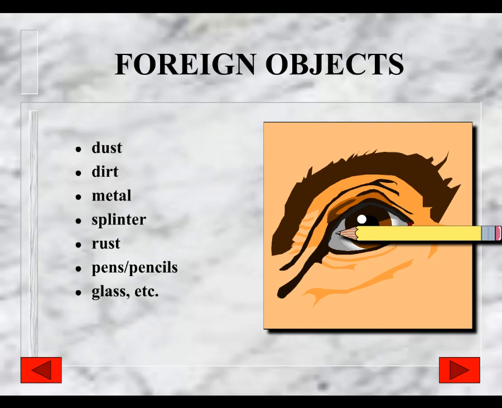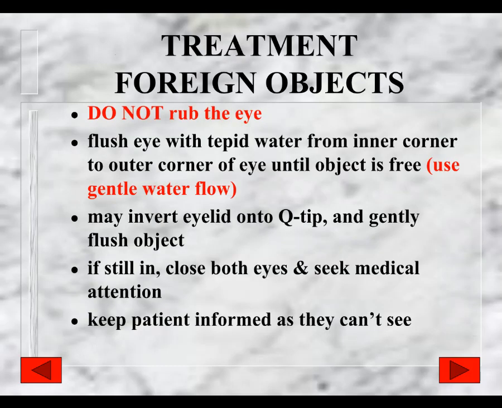For other foreign objects, splinters, metal, dirt, dust, rust, pencils, pens, glass, anything like that, we need to treat. We need to tell people not to rub their eyes. We need to flush it with water if we can until the object is free. Now, like I said, with slag, generally it's burned into the eye and a doctor would have to go in and burn that out.